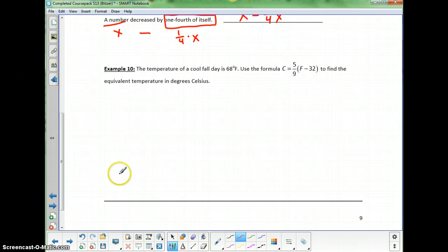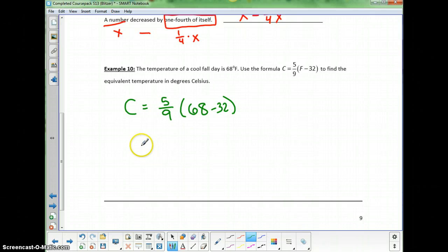Okay. And I think this is our last example for the section here. The temperature of a cool fall day is 68 degrees Fahrenheit. So we're going to use the formula C equals 5/9 times F minus 32 to find the equivalent temperature in Celsius. Okay, so we're going to plug that 68 in for F. So C equals 5/9 times 68 minus 32, the temperature in Fahrenheit was 68 degrees. I'll figure out what this is in Celsius. So 68 minus 32 is 36.